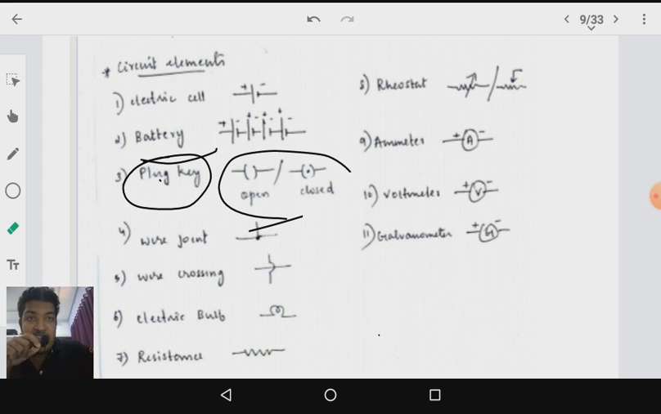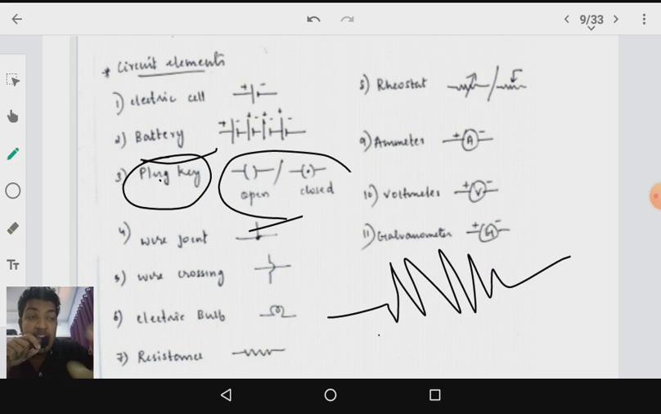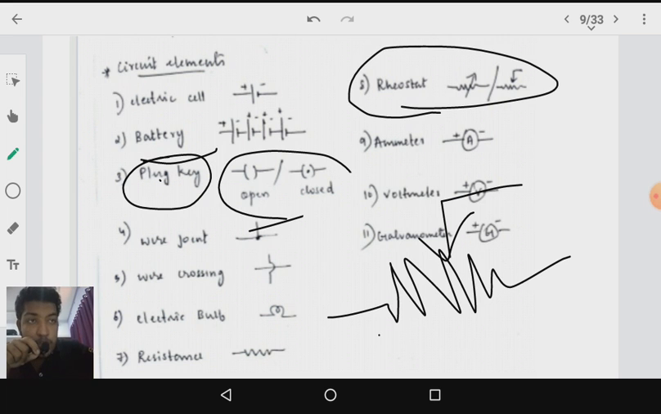Now talking about resistance. For resistance, you're going to start like this: down, up, down, up, down. This is how you're going to represent a resistor. Now for a rheostat, which is also known as a variable resistor, you're going to put an arrow on the resistance. Or another way of representation is you can put it like this as well. So these are the two ways in which you can represent a rheostat.